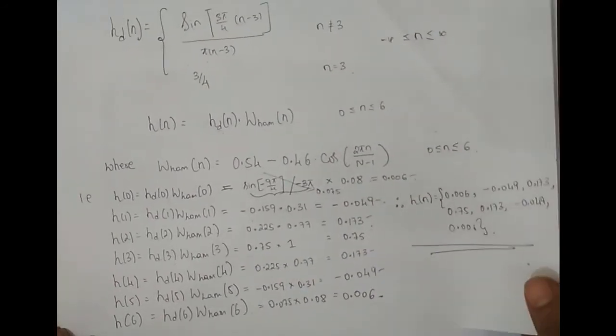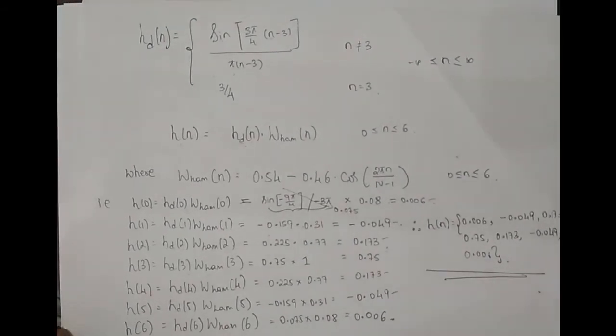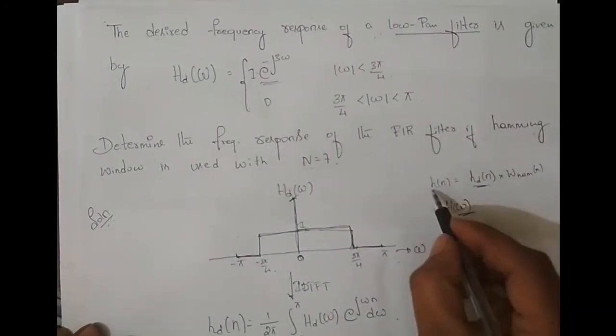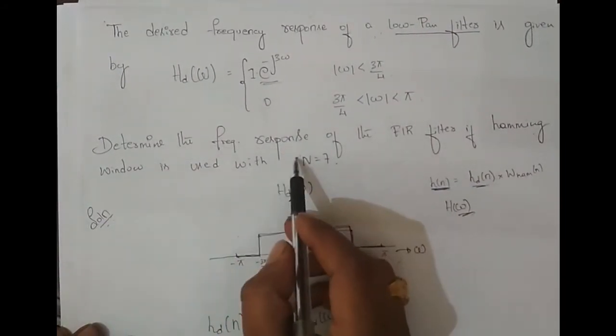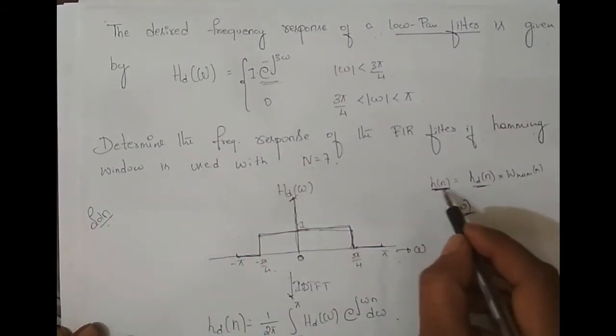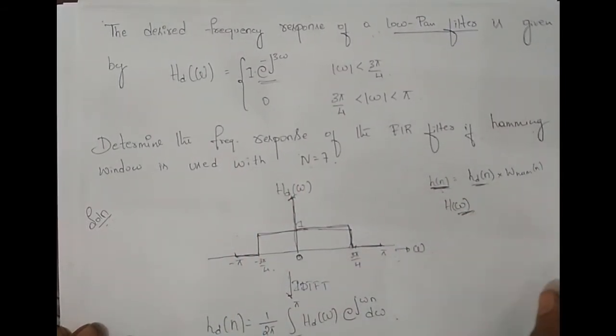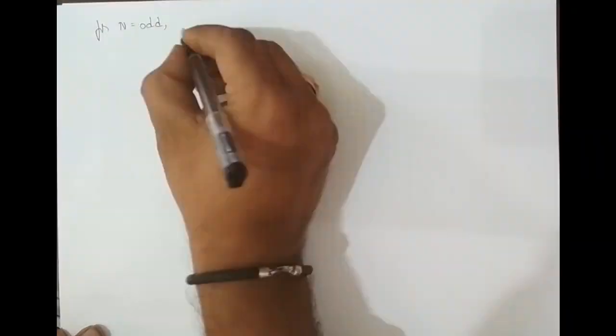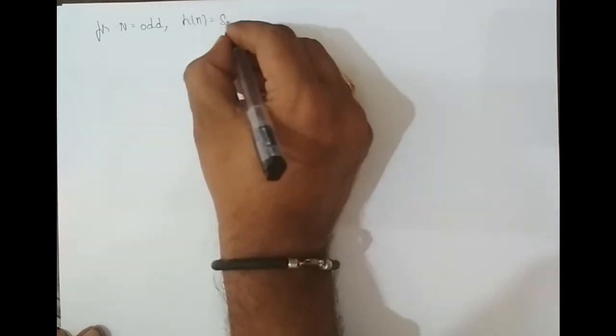Now since they have asked us to find frequency response, that is what the problem says. The problem says to determine the frequency response. It did not ask us to find h of n, but it has told us to find the frequency response. But to find the frequency response, we need h of n. From h of n only we can get the frequency response. So that's why we found h of n. Right. Now to get the frequency response, we have that equation for n odd, because n is 7 in our case, and h of n is symmetric.